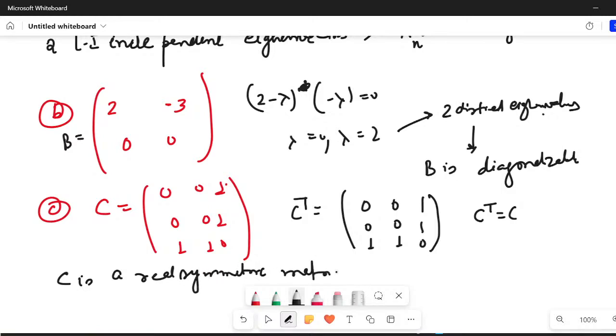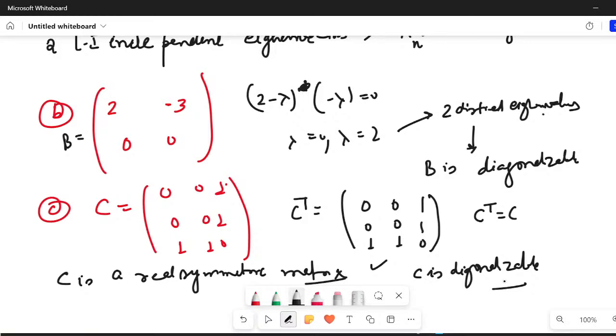And I told you that every real symmetric matrix can be diagonalized. So C is diagonalizable, and in particular using an orthogonal transformation. Since matrix C is a real symmetric matrix, therefore it is diagonalizable.